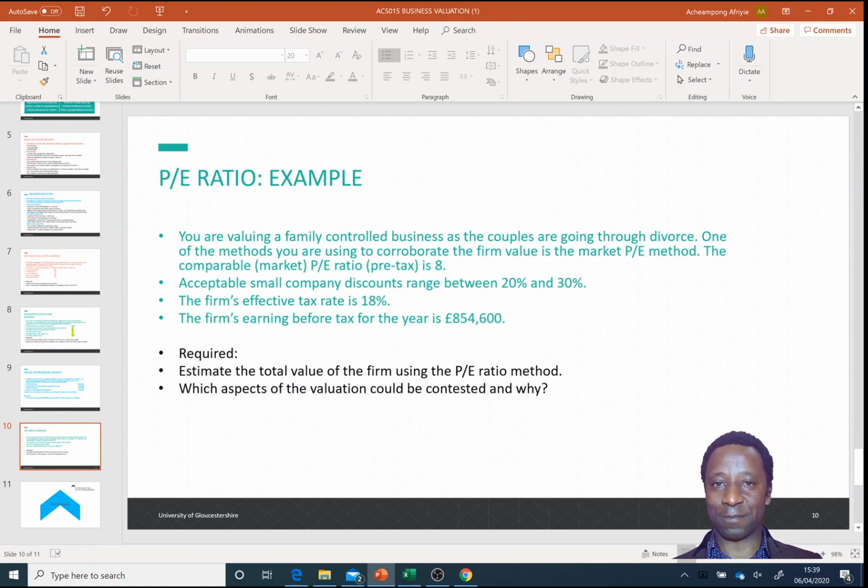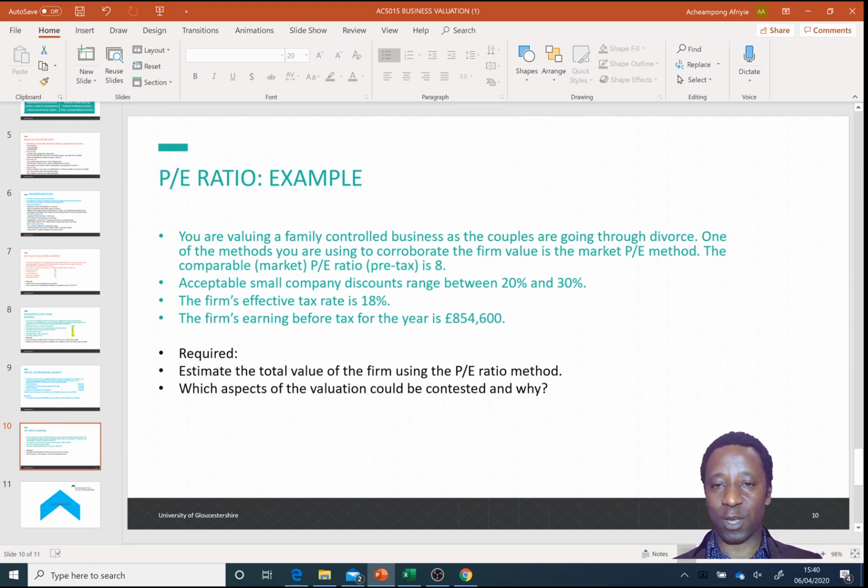So you have to look at a benchmark, and the benchmark that is suitable is the benchmark of other firms that have been sold that are similar to yours. And you've picked the price to earnings ratio before tax of 8. Okay. You have also been told that for small businesses, there usually are discounts.